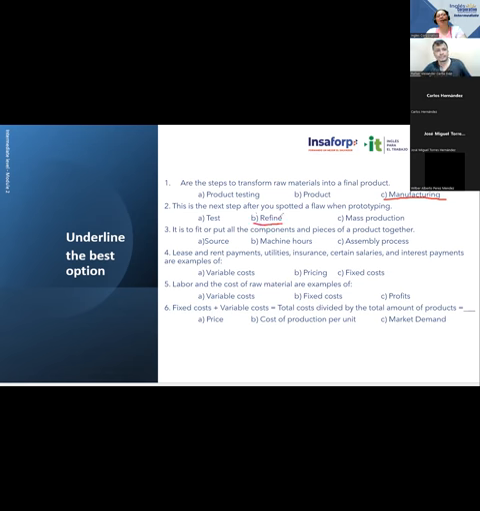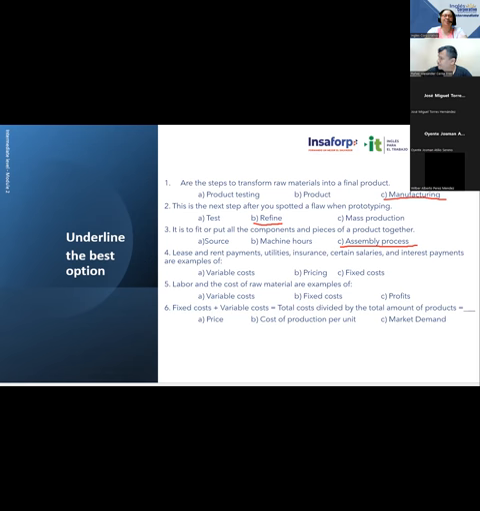Refine. Number three, please, Rafael, read it. It is to fit or put all the components and pieces of a product together. A, source. B, machine hours. C, assembly process. Assembly process. Yes, I knew you were going to do this. Excellent, guys. Number four, please.